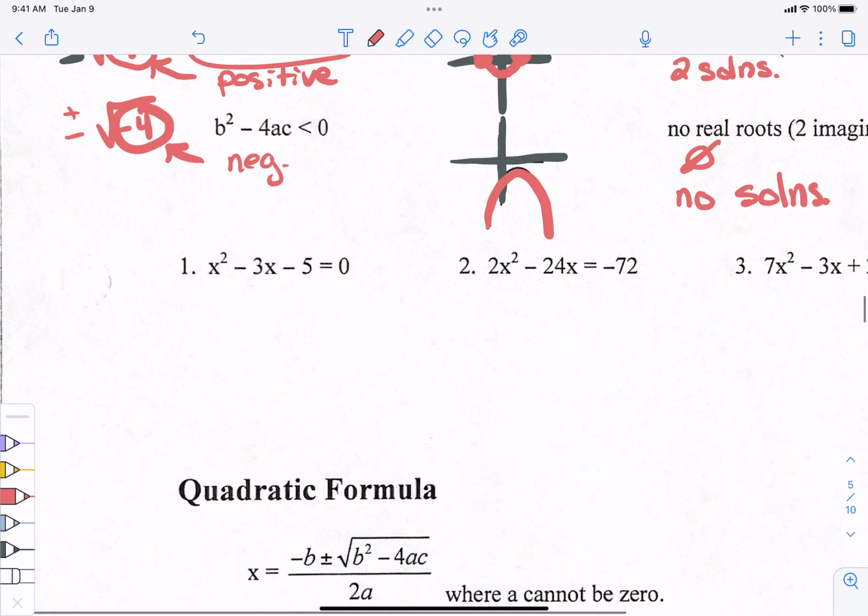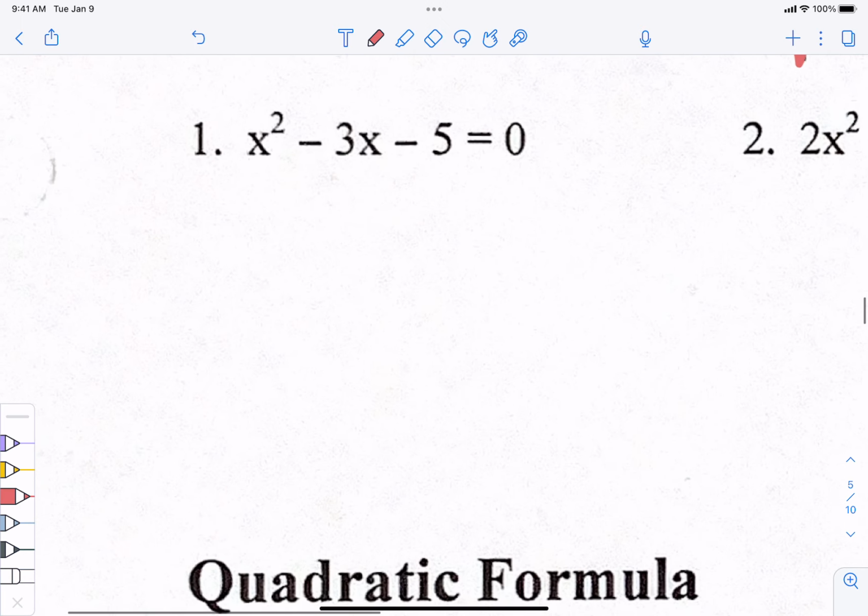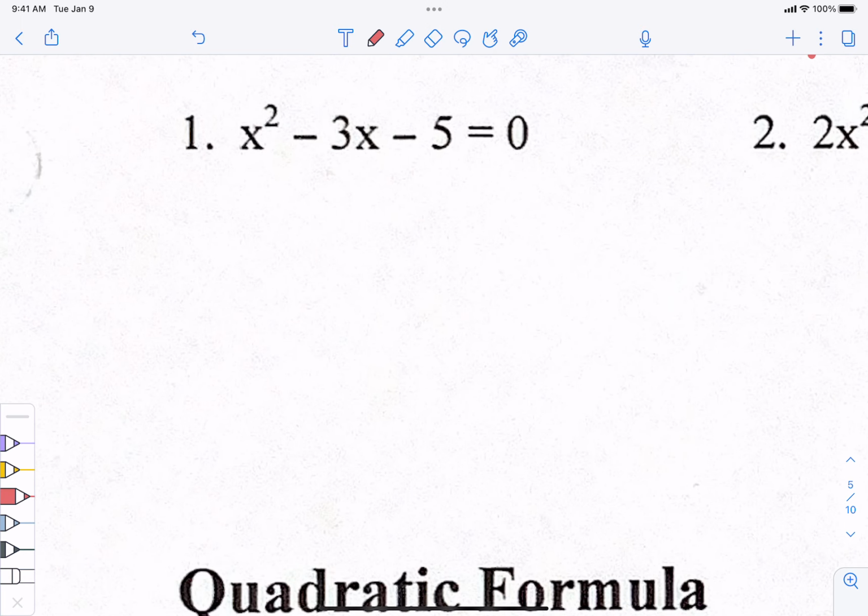Okay? So we're going to go ahead and do that, and we're going to see each of these three scenarios. So on number 1, we're just calculating.